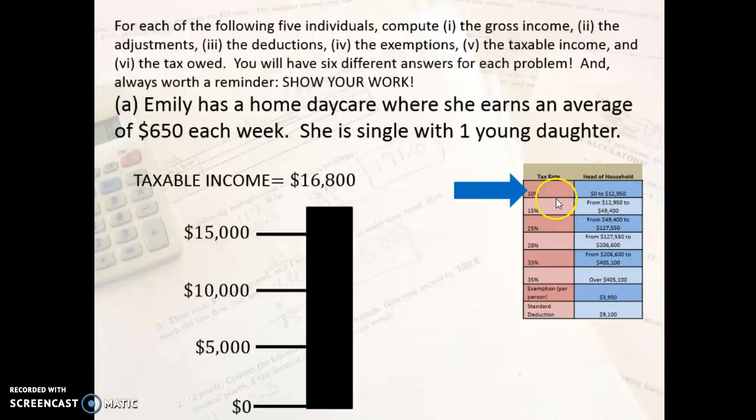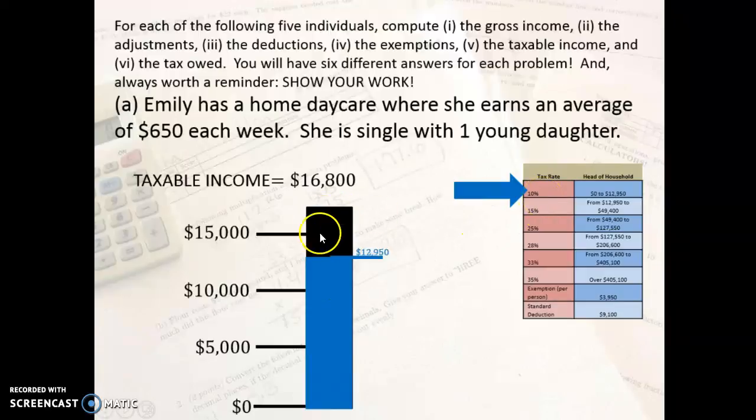We're going to look at the lowest tax bracket. 10% goes from 0 up to $12,950. And so I'm going to color that blue on her bar here. You see, it only goes up to $12,950 because the government only taxes that portion of it at 10%. But what about this little leftover black part? Well, that leftover black part is taxed in the 15% bracket. So I'm going to color that in a red color, and you'll see that it just goes up to 16,800.